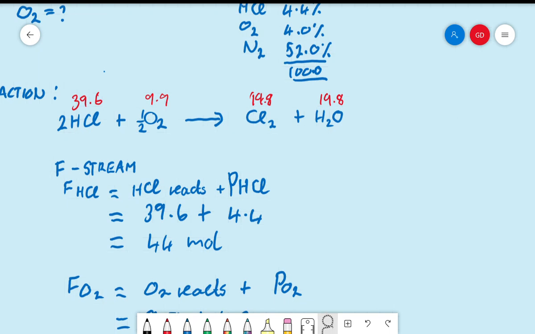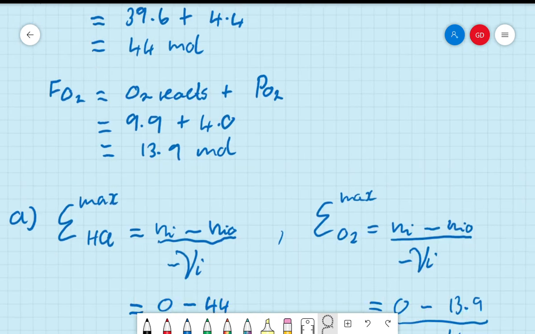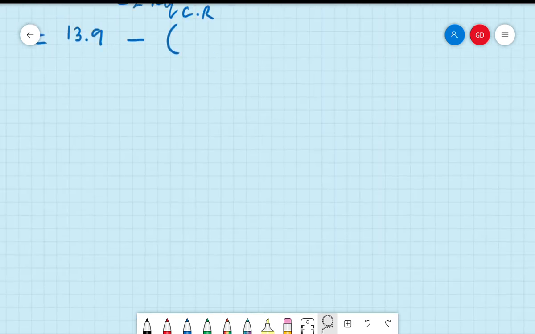This 2 is the coefficient of the limiting reactant. The half is the coefficient of the excess reactant, which is oxygen. And 44 is the moles of the limiting reactant that is fed into the system. So the moles of the limiting reactant fed is 44. And then 2 is the coefficient of the limiting reactant, and half here is the coefficient of the excess reactant.